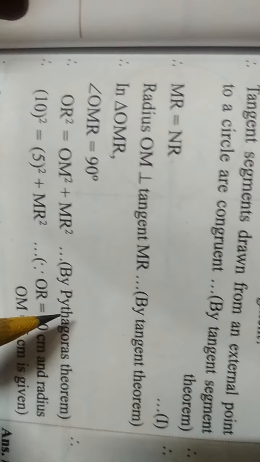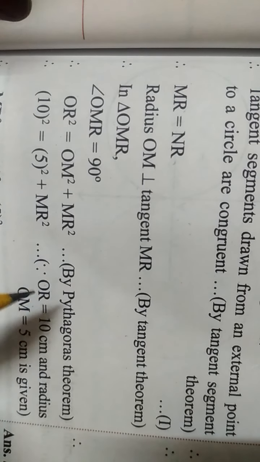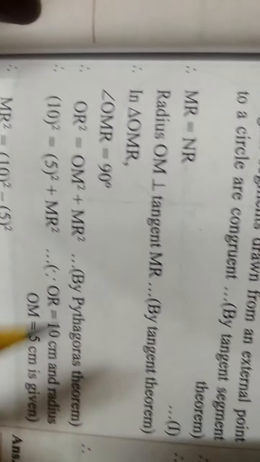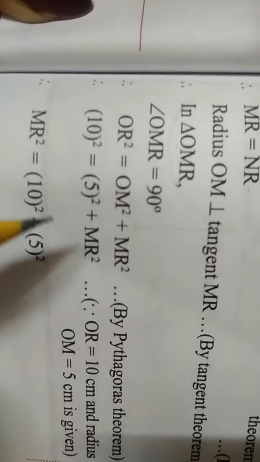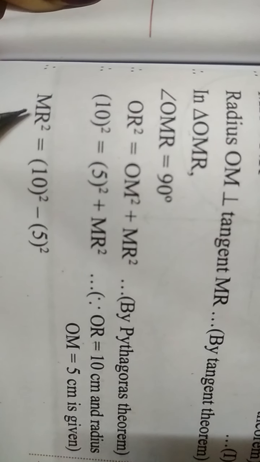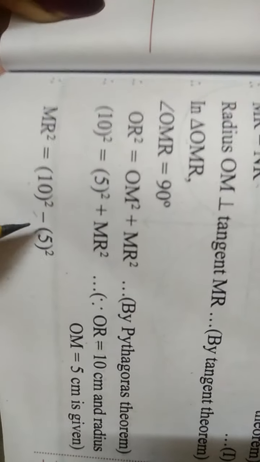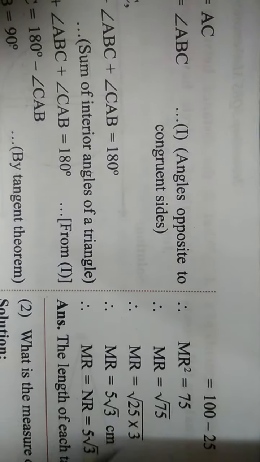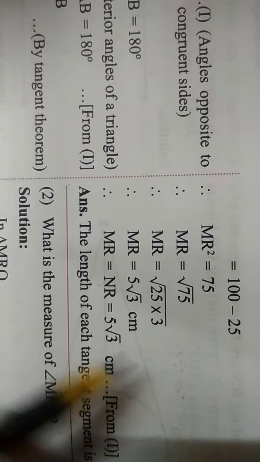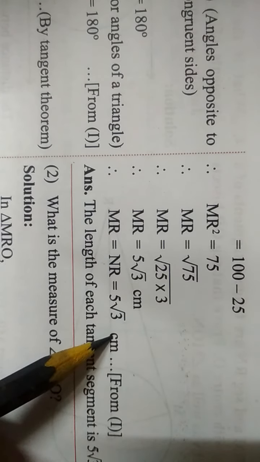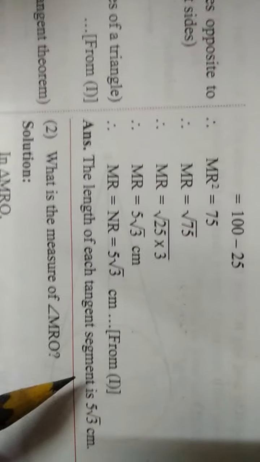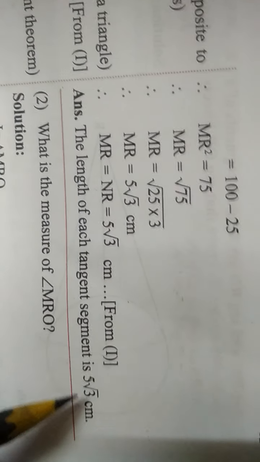So we can use the Pythagoras theorem because OR, the radius of the circle, is already given, and OM value is also given. So with the help of the Pythagoras theorem, you will find the MR value. MR squared you will get 100 minus 25, that is 75. So we will get MR value 5 root 3. So the length of each tangent segment is 5 root 3.